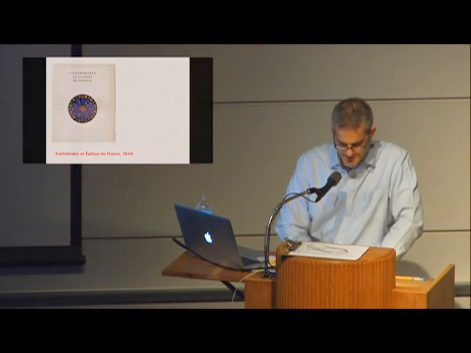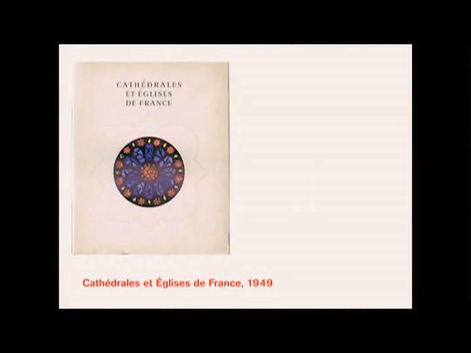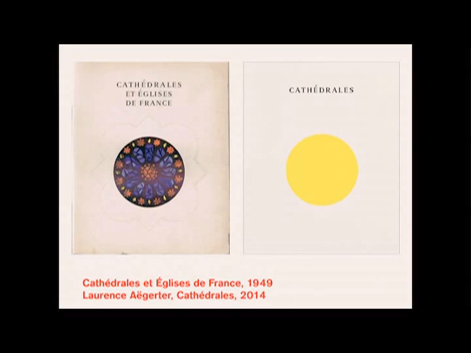The example I'm using here is actually not this one, it's next. I just realized I should have had the slides reversed, but it's a recently published book by the French artist Laurence Egeter. Cathedrals, that's the one there, that's the recently published one. Cathedrals is a series of photographs based on a page showing the Bourges Cathedral's Gothic facade from a book published in 1949 by the French Ministry of Tourism.